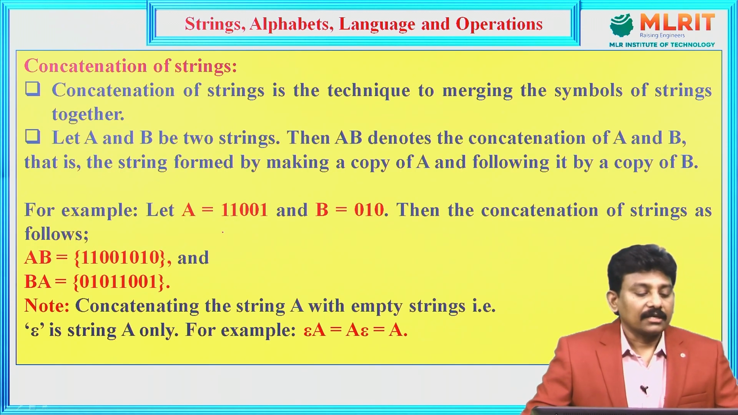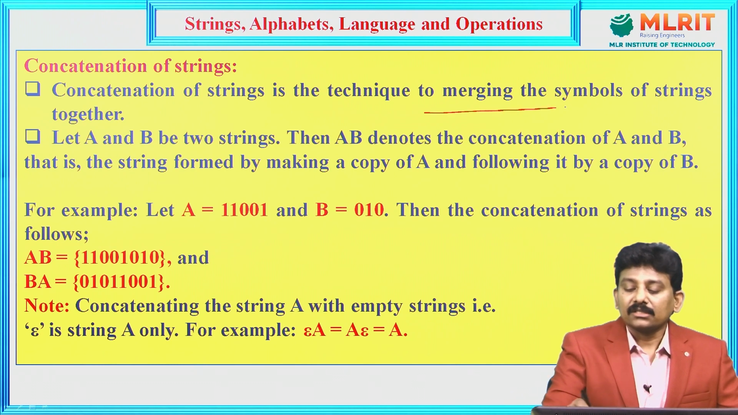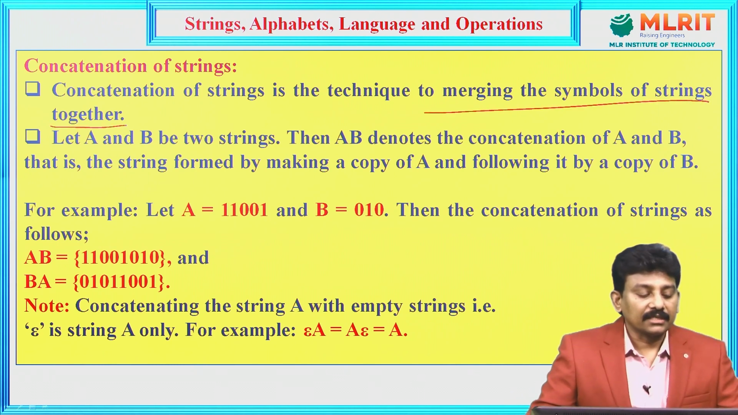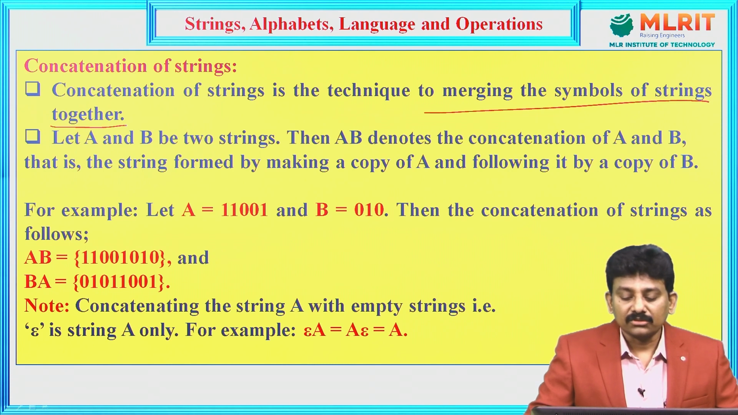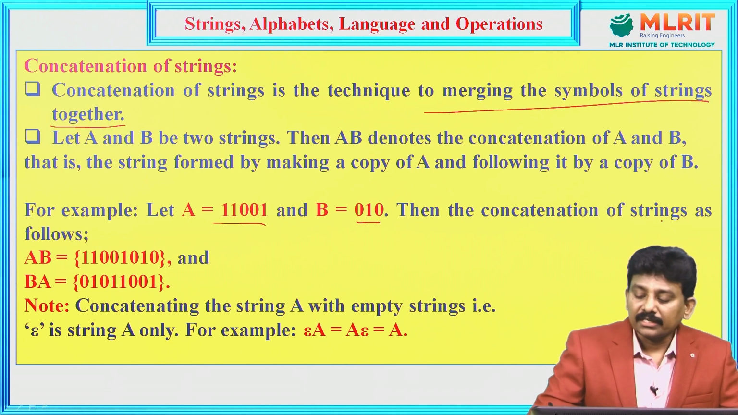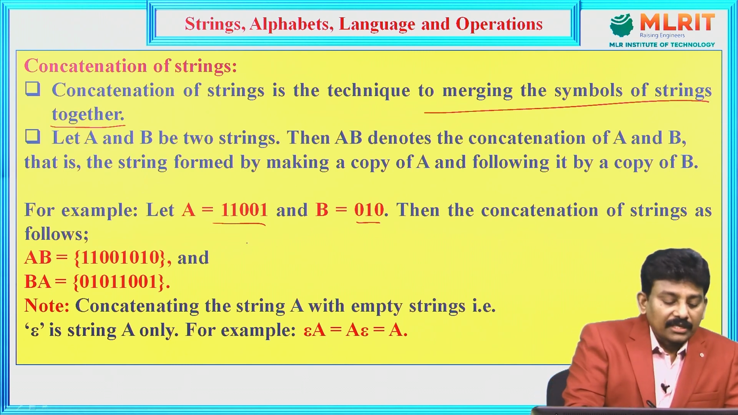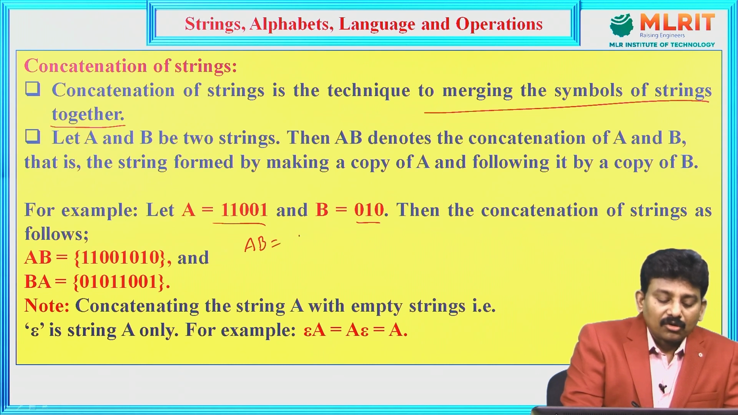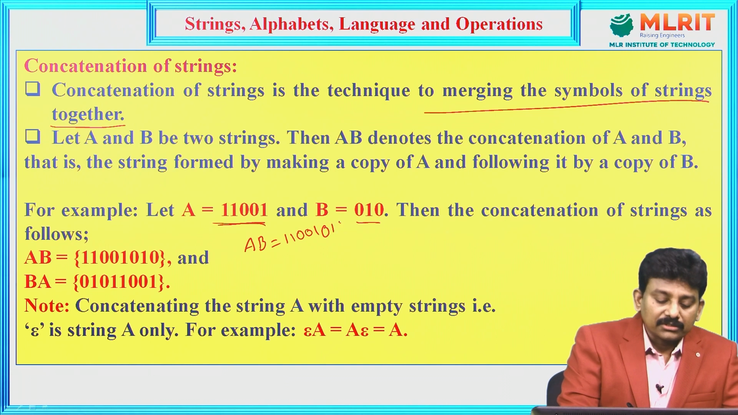Concatenation of strings is the technique to merge the symbols of strings together. Let A and B be two strings, then AB denotes the concatenation of A and B, that is, the string formed by making a copy of A and following it by a copy of B. For example, if A is 11001 and B is 010, then AB is A, 11001, followed by a copy of B, 010. This is the concatenation of the two strings A and B.